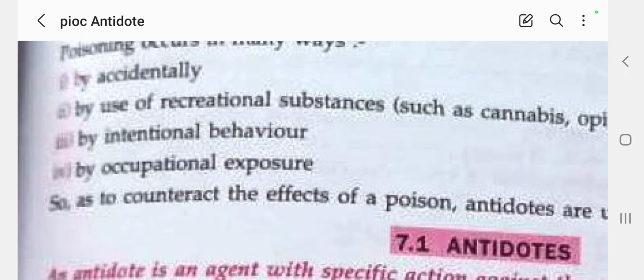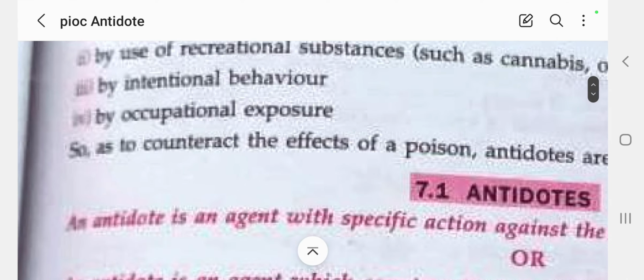Then, by accident, the people working in that chemical lab have much more chance of being exposed accidentally, and also by occupational exposure. This is the same reason: a person working in a chemical laboratory, accidental and occupational exposure come under the same situation.